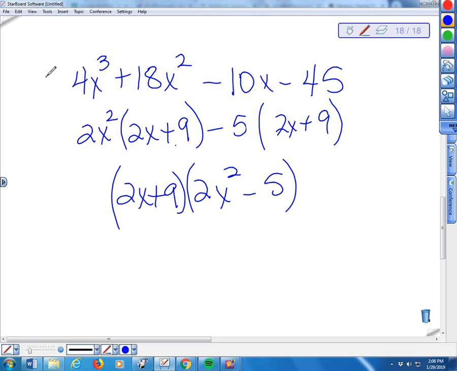Okay, one thing you need to pay attention to: if you get down to this and this is factorable, you must factor it again. So if I got down to this and it was something like that, then I would say it's 2x plus 9 times x plus 3 times x minus 9. Okay, don't stop factoring if it's still factorable after you group.